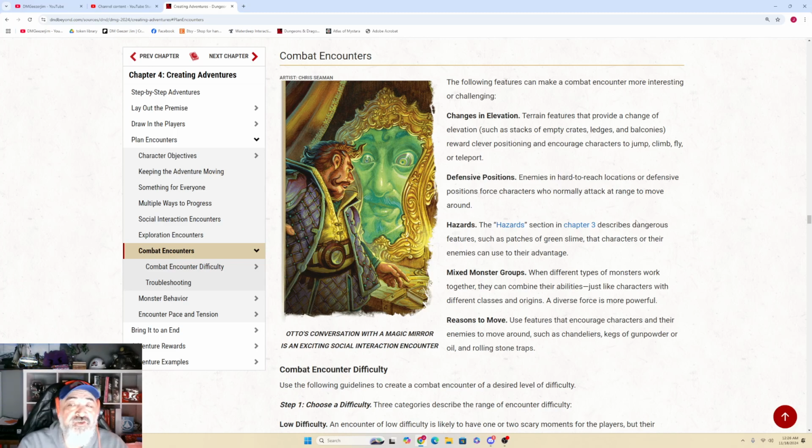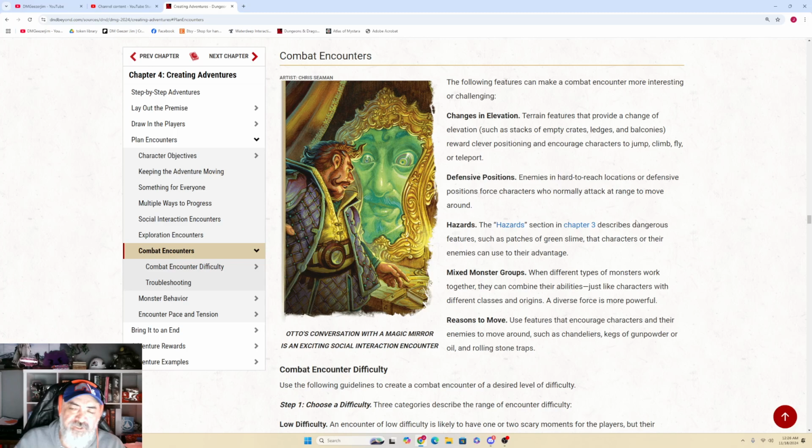Changes in elevation. Terrain features that provide a change of elevation, such as stacks of empty crates, ledges, and balconies. Reward clever positioning and encourage characters to jump, climb, fly, or teleport. Defensive positions. Enemies in hard-to-reach locations or defensive positions force characters who normally attack at range to move around. Hazards. The Hazards section in Chapter 3 describes dangerous features such as patches of green slime that characters or their enemies can use to their advantage.